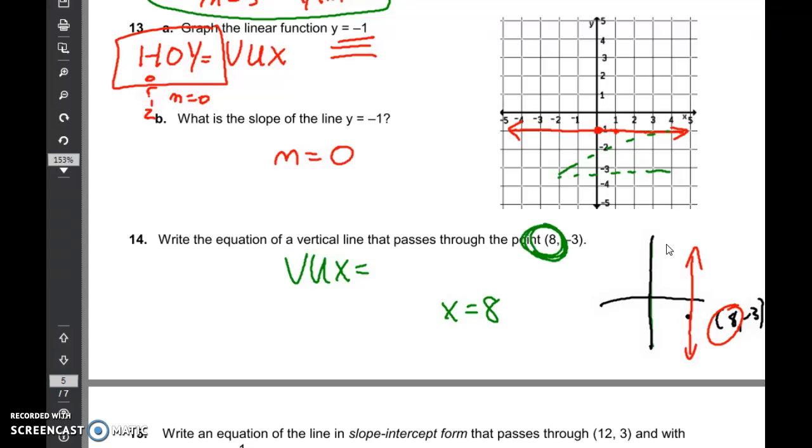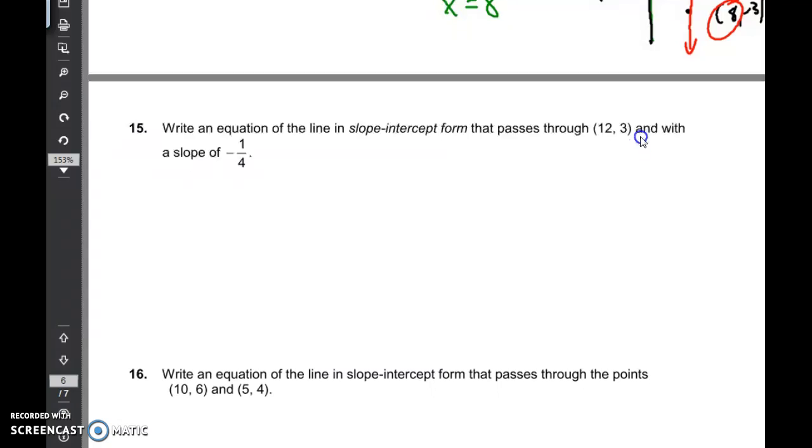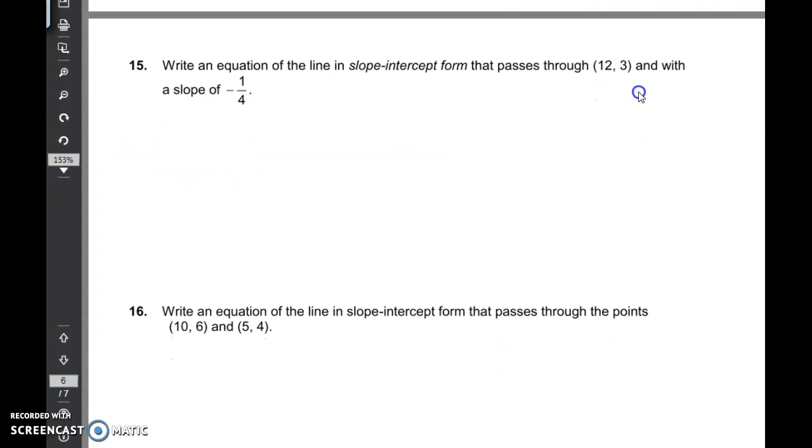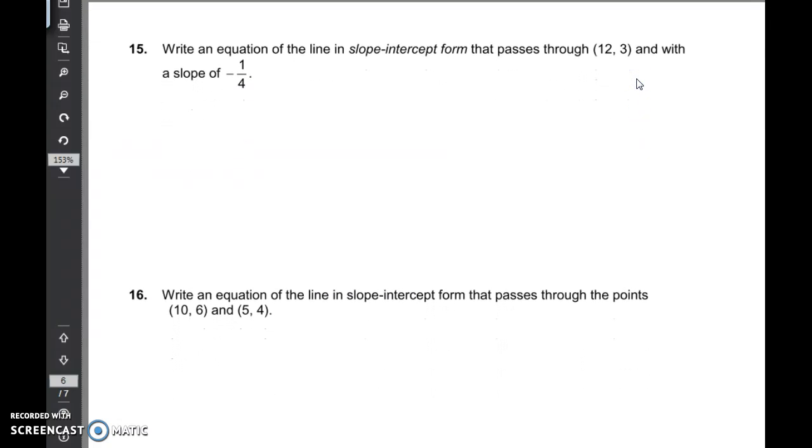Okay, about to scroll. Pause if you need to. Okay, 15 and 16 are the 2 more difficult problems on the test. Write an equation in slope-intercept form. Although it says slope-intercept form, I prefer you start with, wait for it, point slope, because you have a point and a slope.